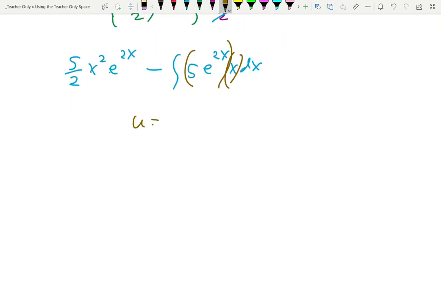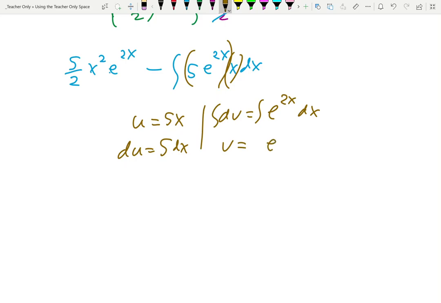If I let u equal x and dv, I could let it be 5x just to hold with the same consistency that we were doing before. It wouldn't matter. You could do either place. Letting u equal 5x and letting dv equal e to the 2x dx, we do the derivative of u again, which gives us 5 dx. I do the antiderivative of dv, which would be v equals e to the 2x divided by 2.